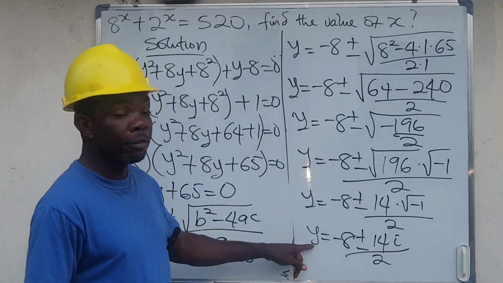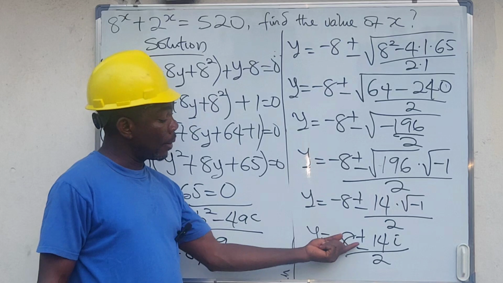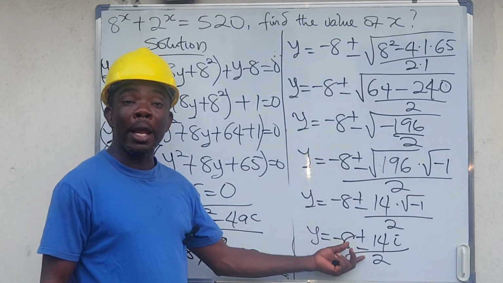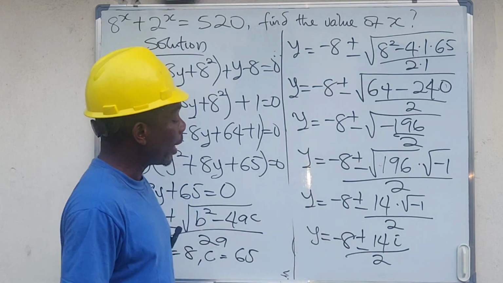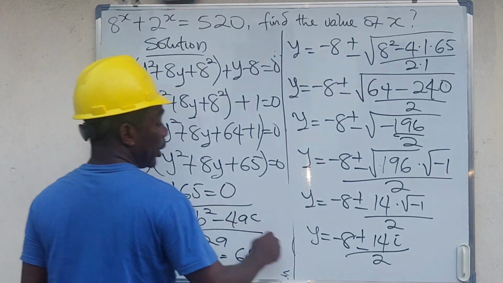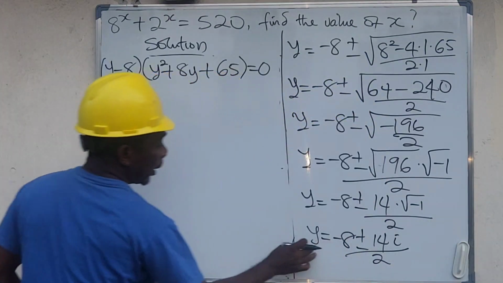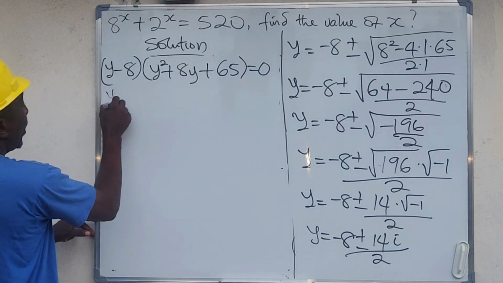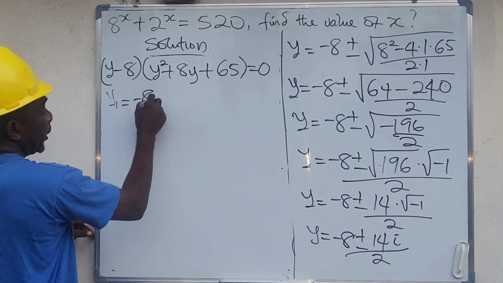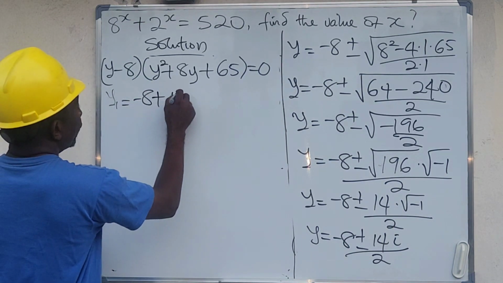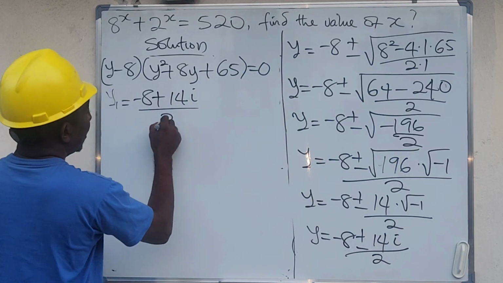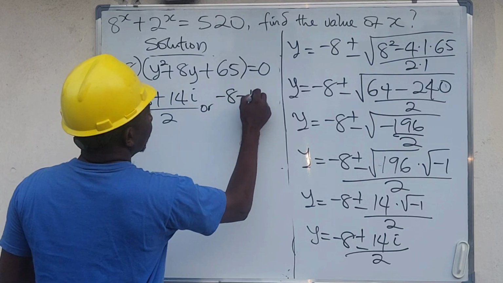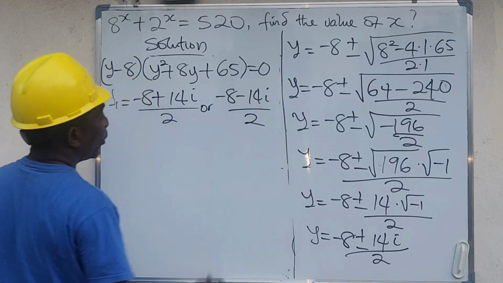So in this case, we have y with a negative sign and a positive value, which means we have 2 values of y. So we are going to clean and move over to this other side. As we said, y is going to have 2 values. The first one, let's say y1, is minus 8 plus 14i all over 2, or we have minus 8 minus 14i all over 2.